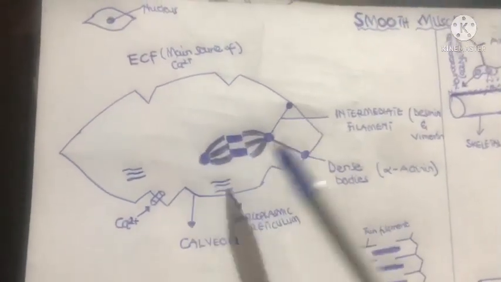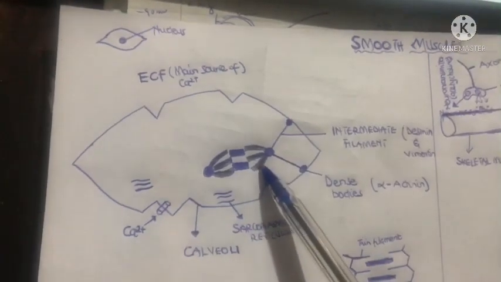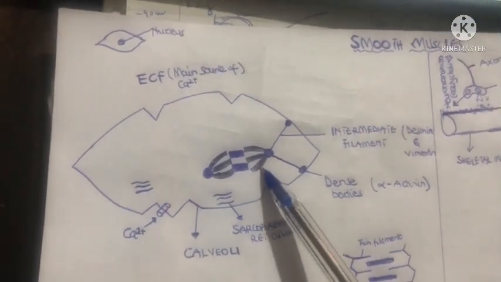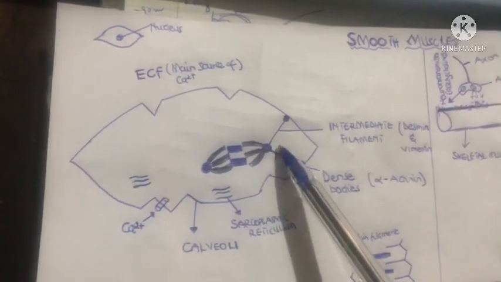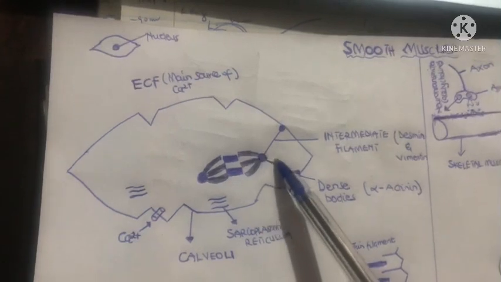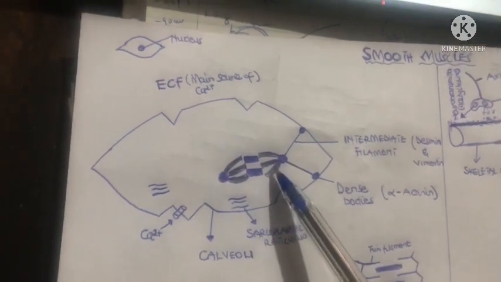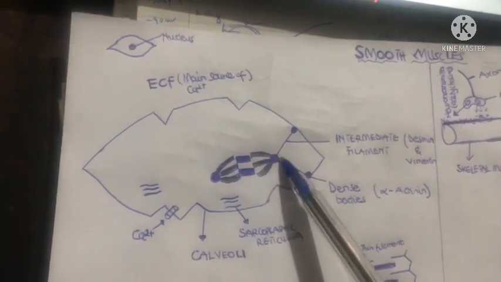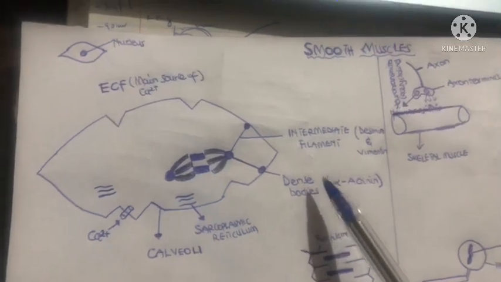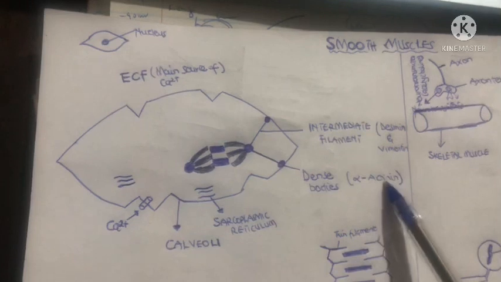But when you come to the smooth muscle, this is the thin filament. These thin filaments are not attached to Z-discs, but rather to these dark circles here. These circles are called the dense bodies. So the actin, or the thin filaments, are attached to these dense bodies. And these dense bodies are made up of a protein we call alpha actinin.